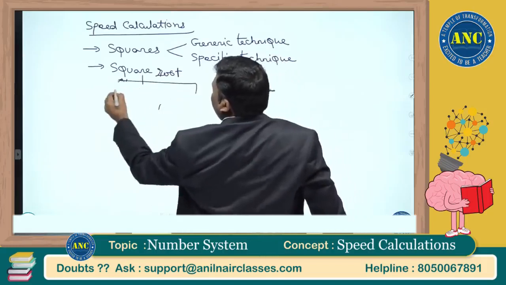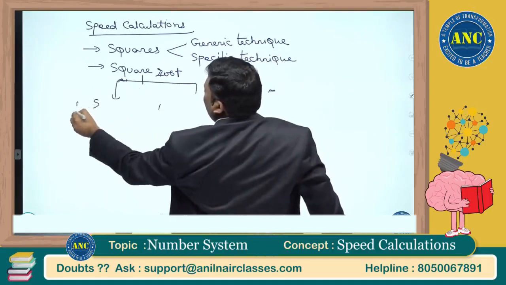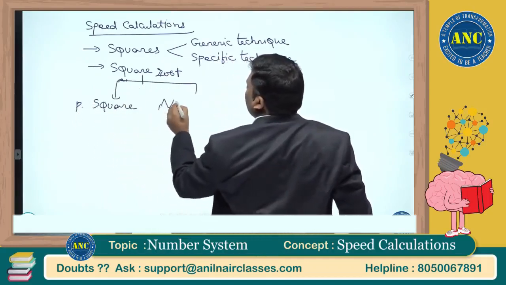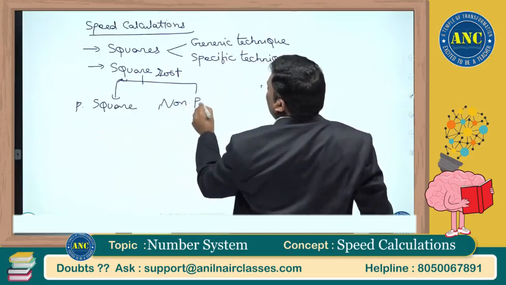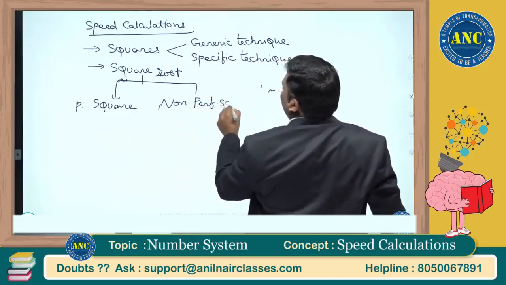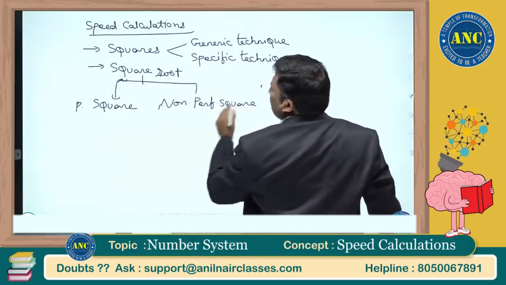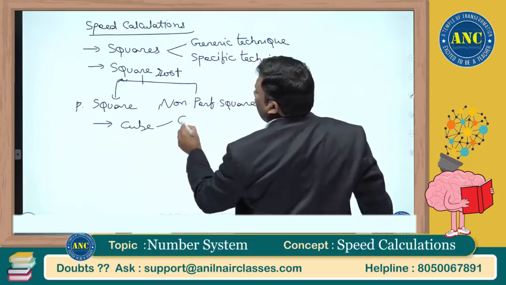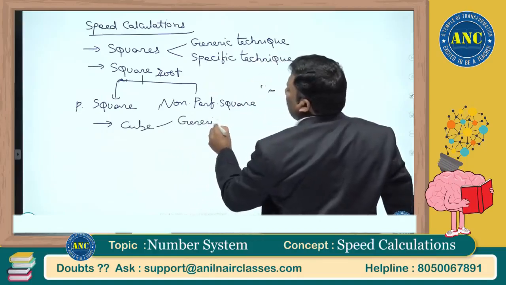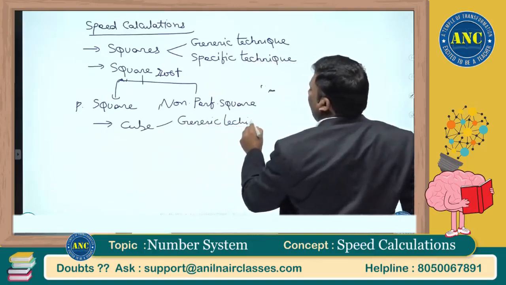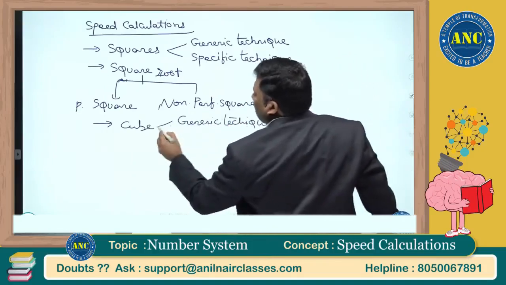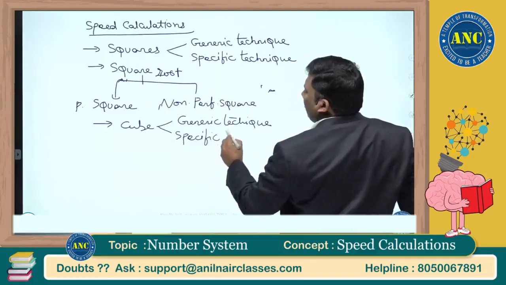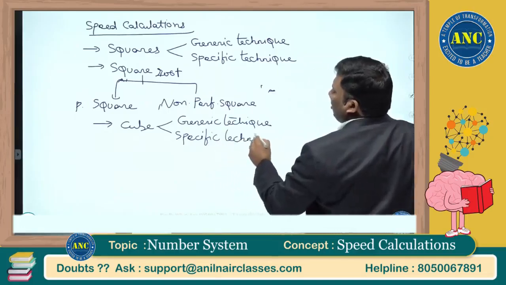Square root. We will discuss it for a perfect square and for a non-perfect square. Then we will discuss how to find the cube of a number. Again, the generic technique, then the specific techniques we are going to discuss.